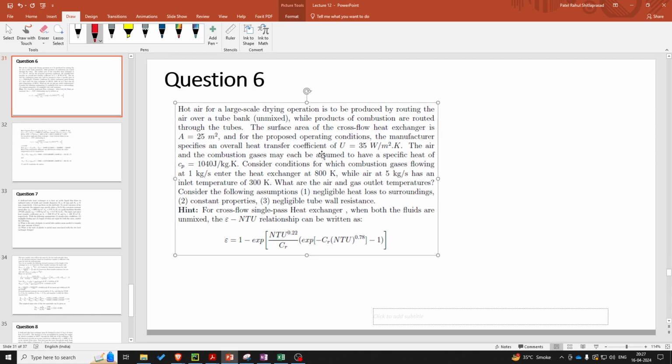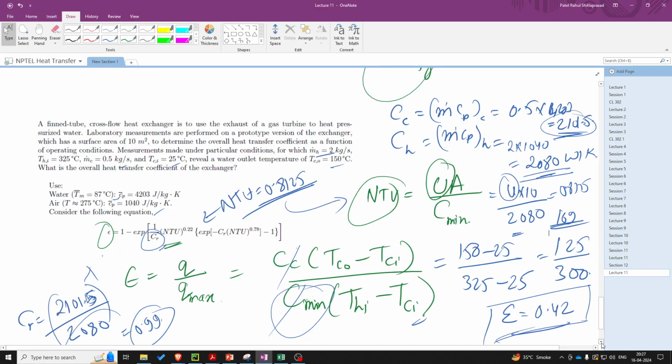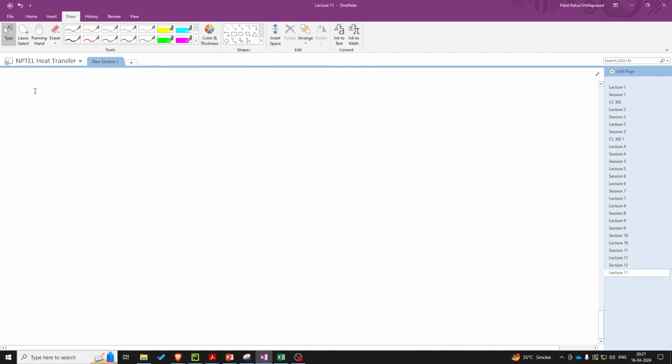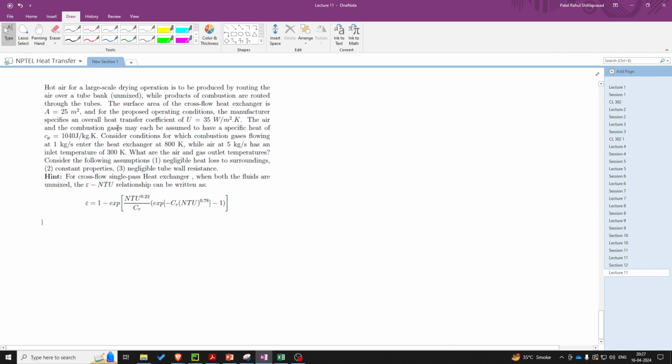And we have been again given a different formula for this effectiveness based NTU and effectiveness calculated using NTU. So in this question, you have to find the air and gas outlet temperatures. So basically, we have been asked to find TCO as well as TH outlet.